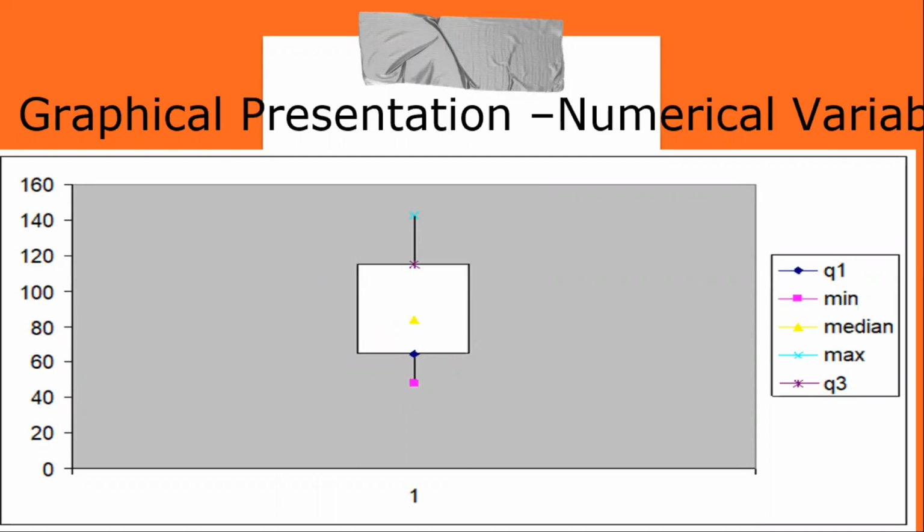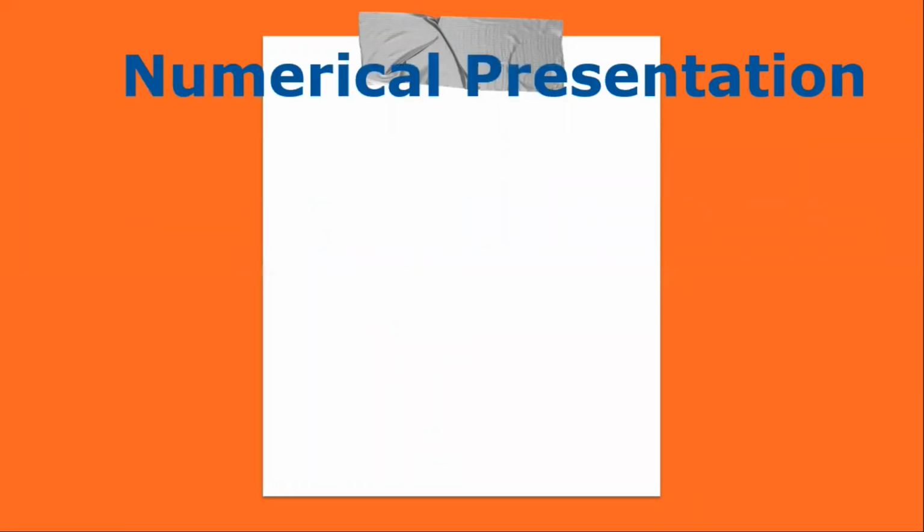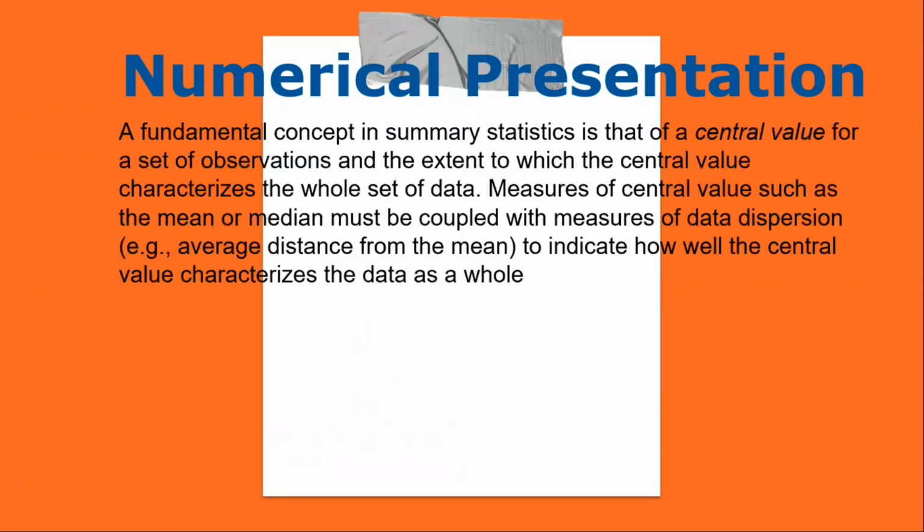Numerical presentation. A fundamental concept in summary statistics is that of a central value for a set of observations and the extent to which the central value characterizes the whole set of data. Measures of central value such as the mean or median must be coupled with measures of data dispersion, e.g., average distance from the mean, to indicate how well the central value characterizes the data as a whole.